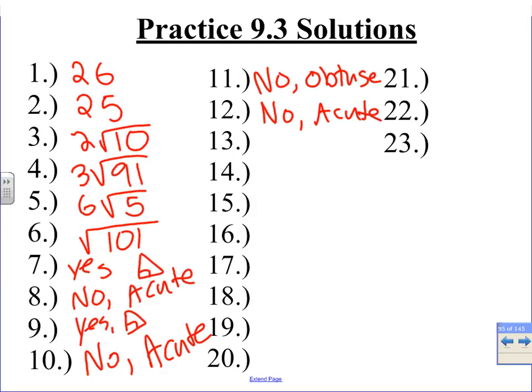Awesome, good. So if the hypotenuse squared is greater than the sum of the legs squared, it's obtuse. If the hypotenuse squared is less than the sum of the legs squared, it's acute. Just something extra I added in for you guys.